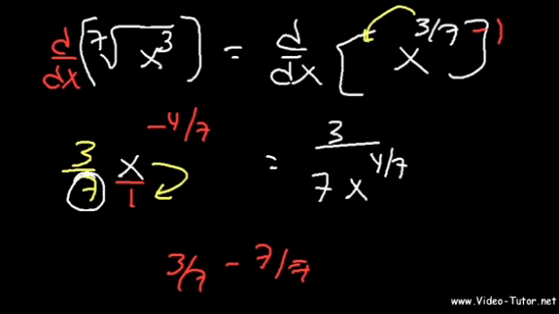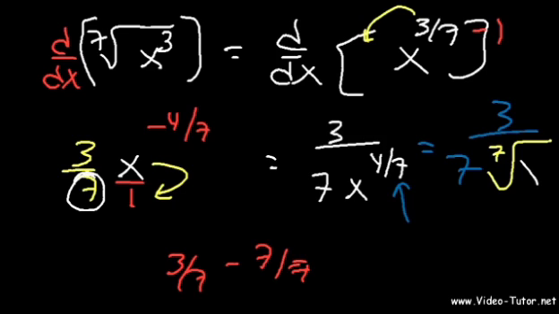Keep in mind, this number is on the bottom already. And now convert it back to its radical form. So it's 3 over 7. This is the index number. So the 7th root of x to the 4th power. That's the answer for that example.